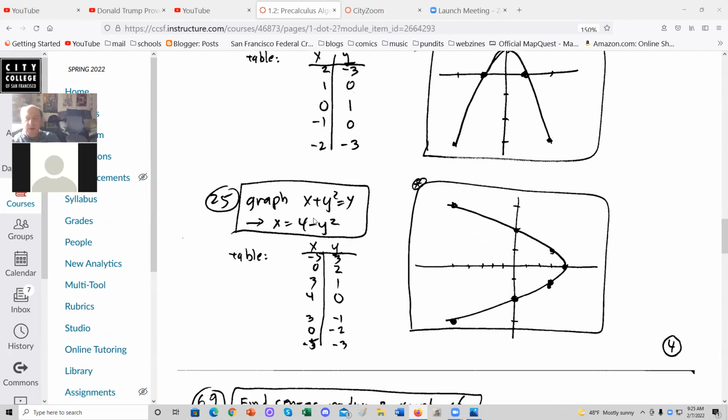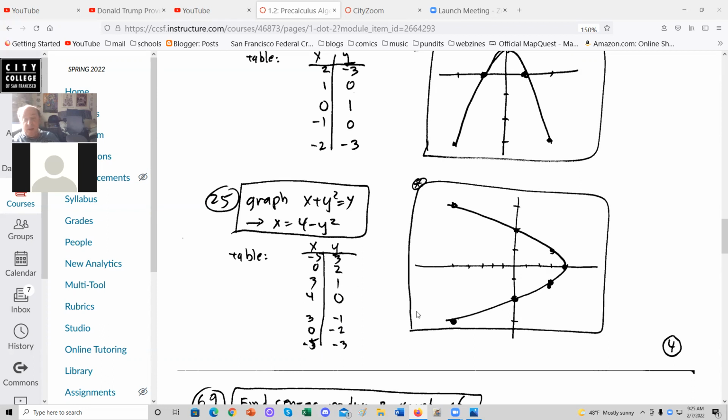Here we have the graph of y equals x plus y squared equals 4. Well, it's simpler if you write one value in terms of the other, as a function. So x equals 4 minus y squared. You can give various values of y: -3, -2, -1, 0, 1, 2, 3. You get various values of x: -5, 0, 3, 4, 3, 0, -5.